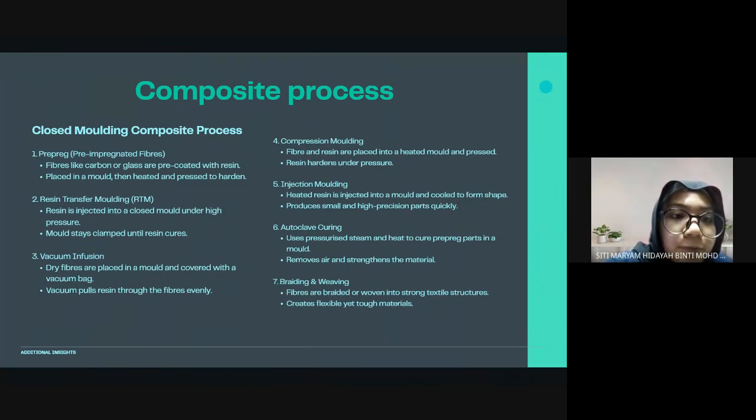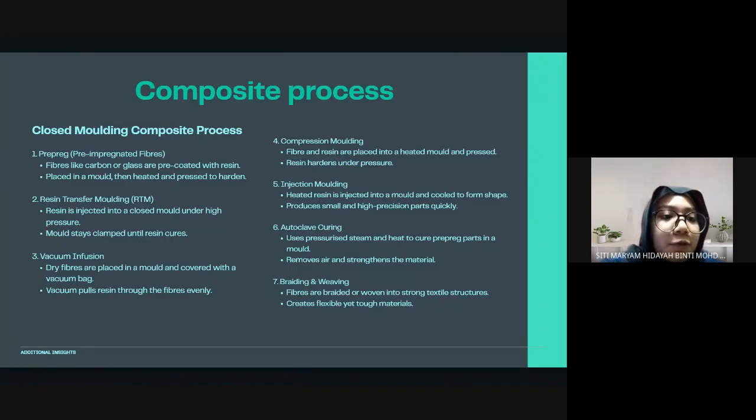Then the resin transfer molding, or we call it RTM. The resin is injected into a closed mold under high pressure. The mold stays clamped until the resin cures. It is great for complex shapes and automotive parts.